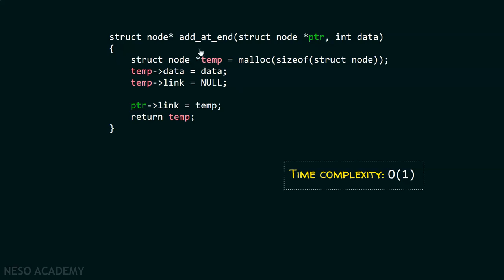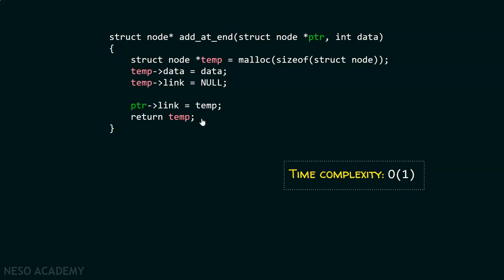So the time complexity of this code is big O of 1. We are interested in finding the time complexity of the add at end function. You should not count that while loop which we have seen in the main function, okay, because that one I'm just using to print the data. Here this add at end function takes big O of 1 time, because we have successfully eliminated the need for traversal.